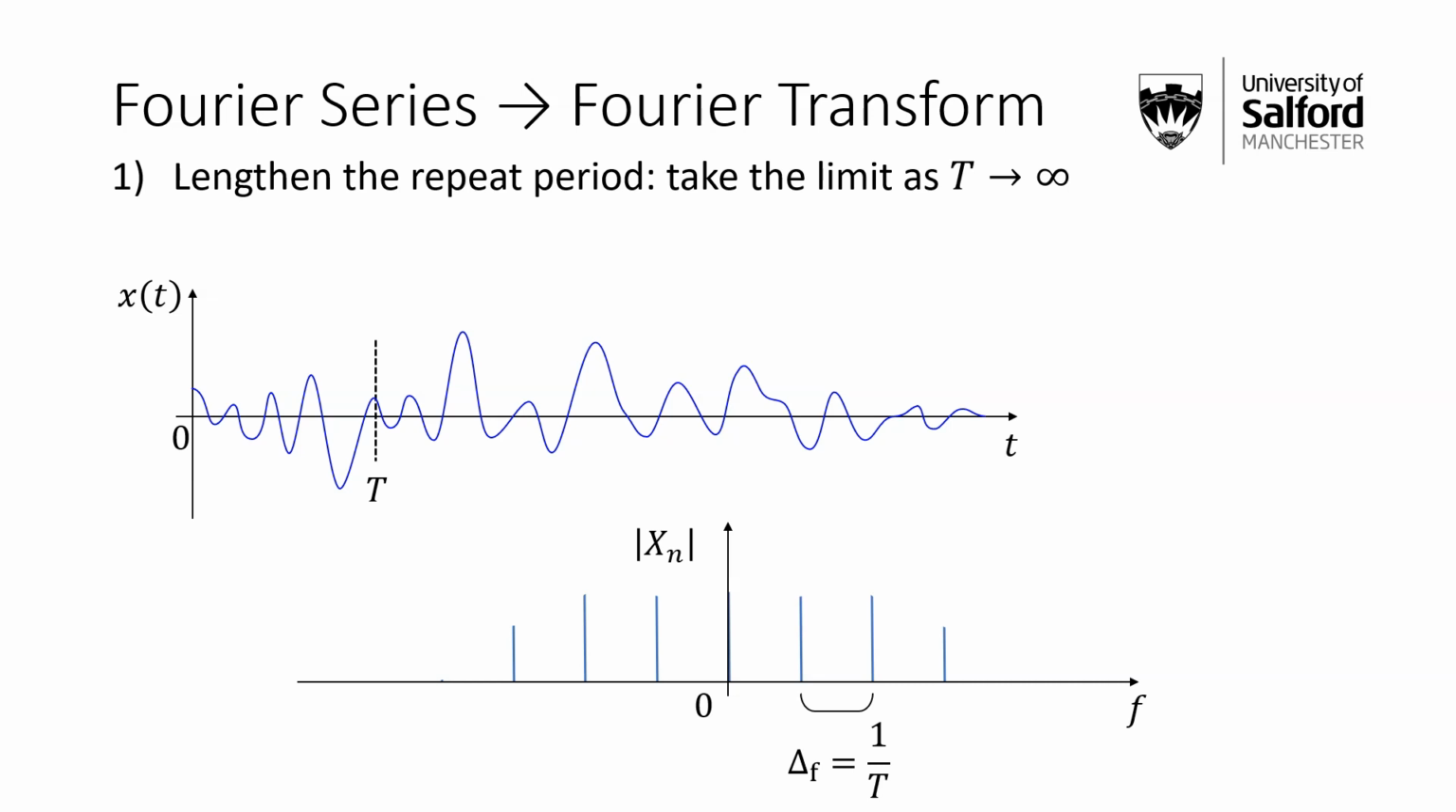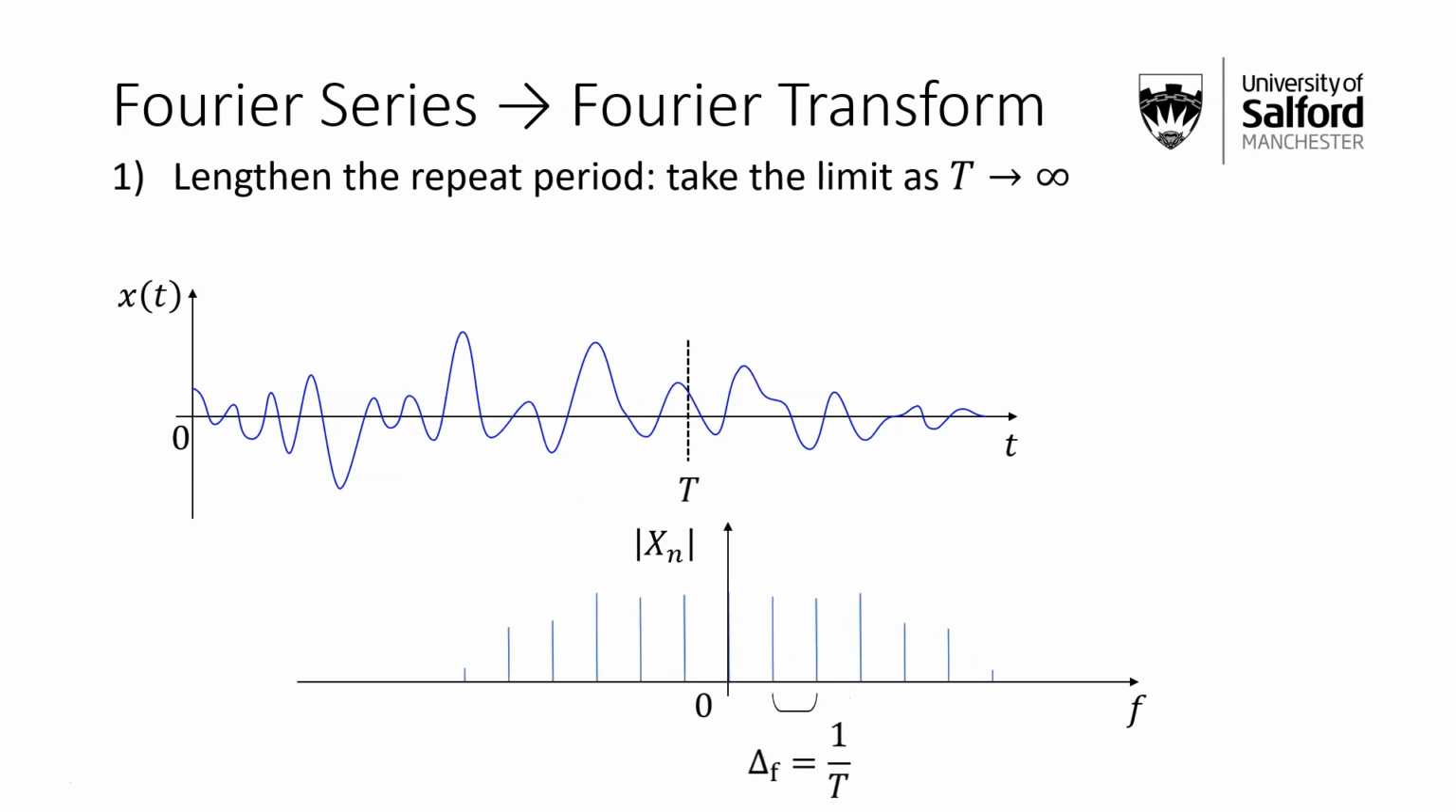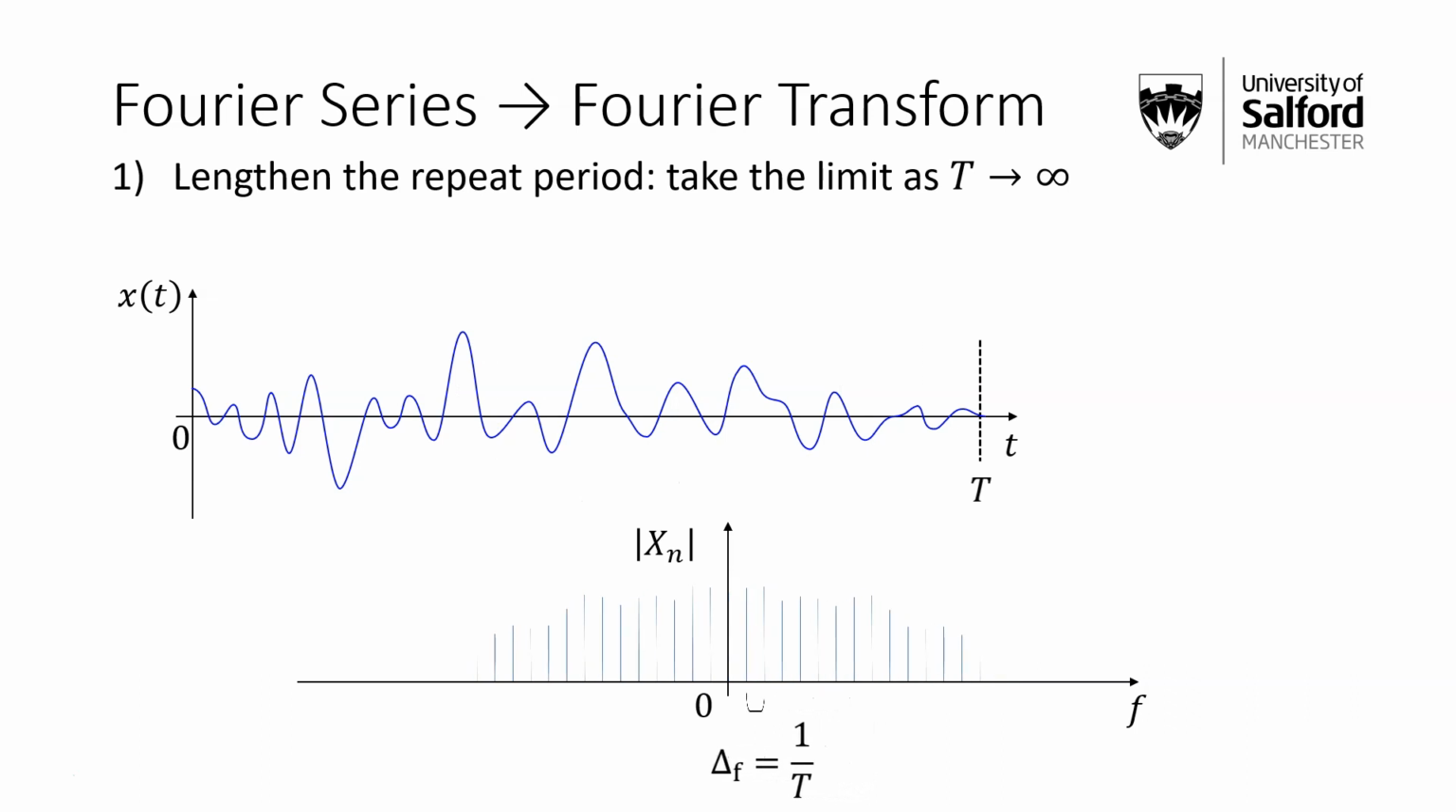So what we're going to see as T gets longer is that delta f, which is 1 over T, gets smaller. So as we assume that our signals include more and more time before repeating, these harmonic frequencies, these fn, are going to get closer and closer together. So that is the first and important thing that's going to happen. The lines are going to get very, very close together. And if you go to infinity, they're going to get so close that they completely touch. So that's the first thing.